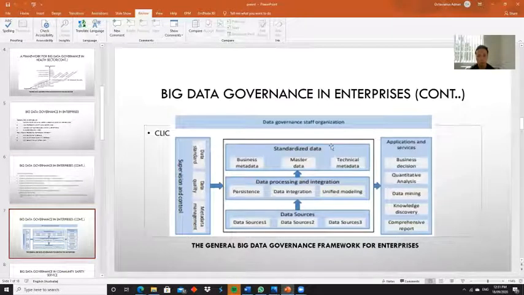So this is the framework for the solution. So there are four sections. The first one is data processing and integration. The second one is data governance staff organization, application and services, supervision and control.